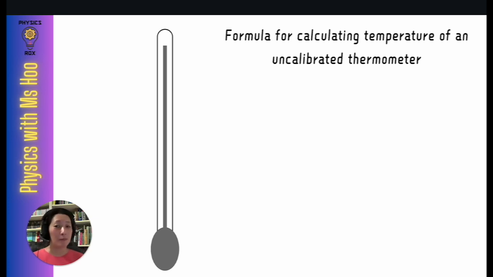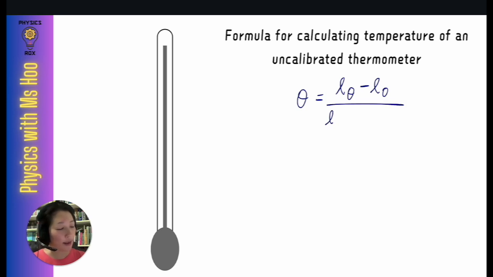So to calculate the temperature, it will be based on the length of the mercury column that is shown when taking the temperatures. The formula is this. Theta is the unknown temperature. We'll take the length at the unknown temperature minus the length when the temperature is 0 degrees Celsius. Divide this by the length at 100 degrees Celsius minus the length at 0. And we'll multiply this with 100. So this is the formula.